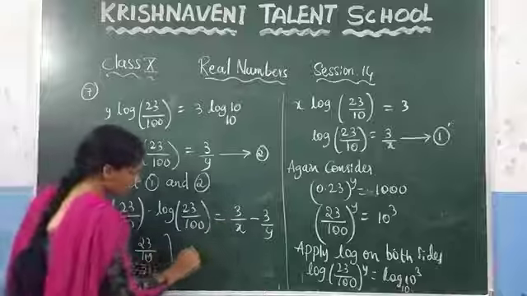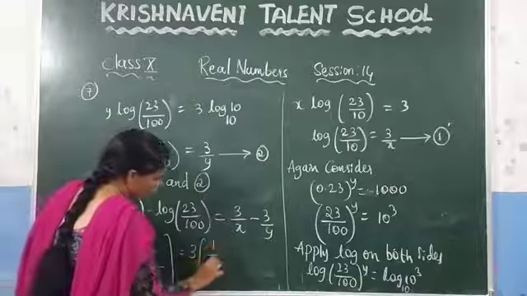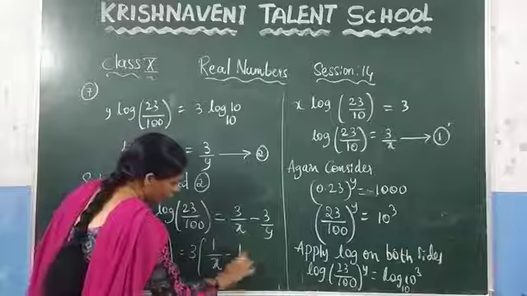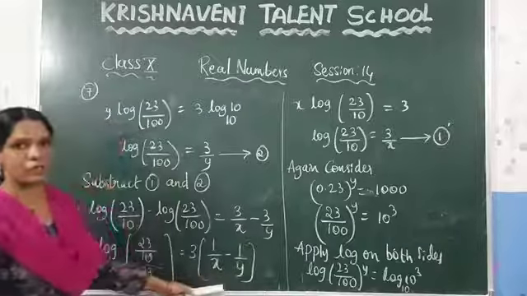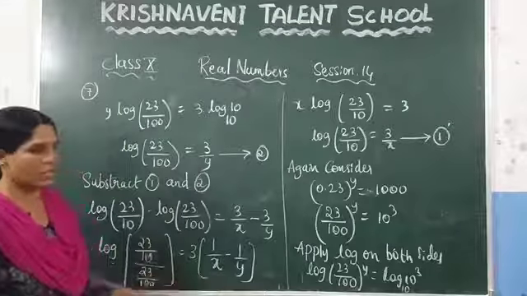From this, you can take 3 common. If you take 3 common, what is left out here? 1 by x minus 1 by y. Now you need to find this value.